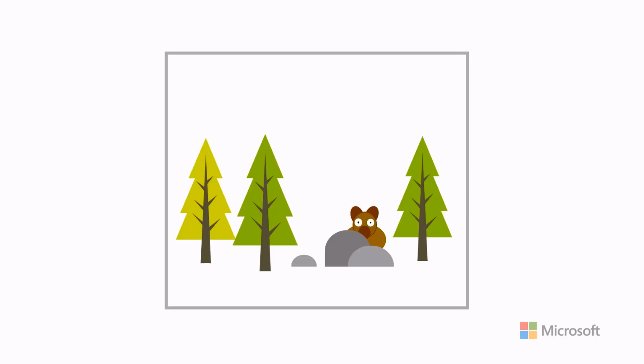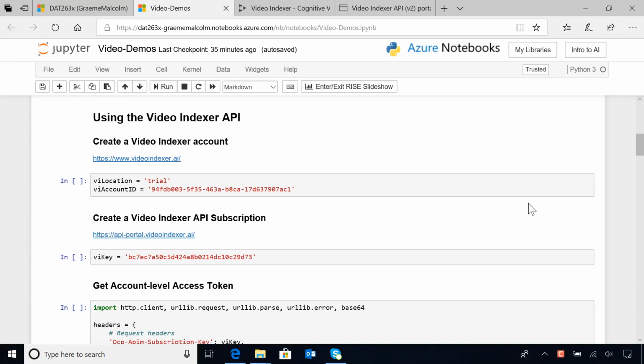Or maybe you want to be more specific and only highlight points in the video where a human face is visible, or even identify the features of a person in the video. Well, to analyze my video, I'm going to use the Video Indexer API.